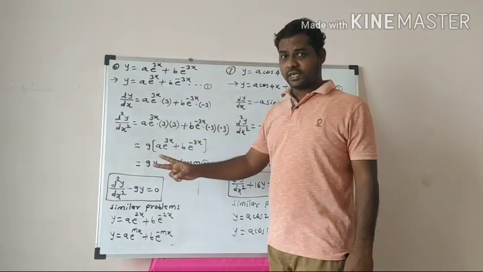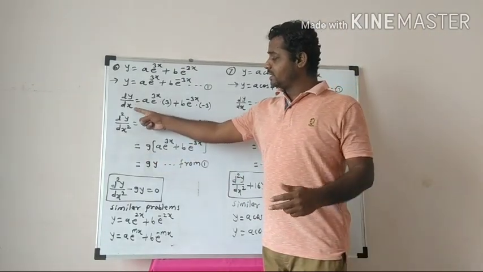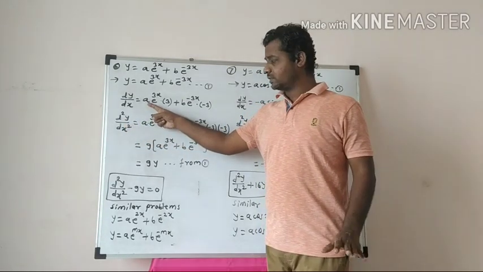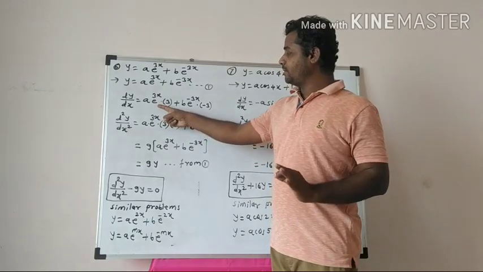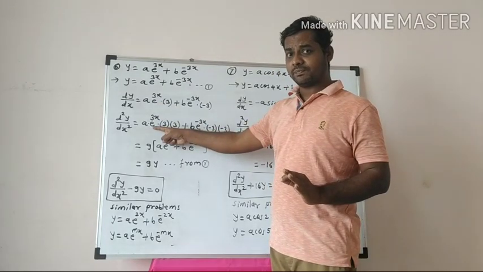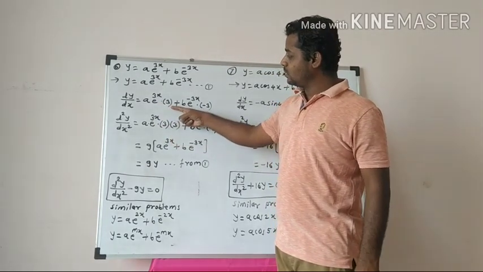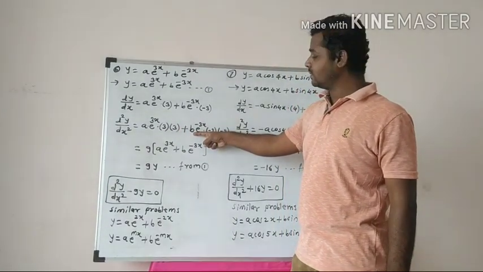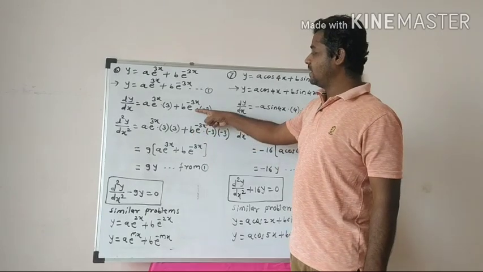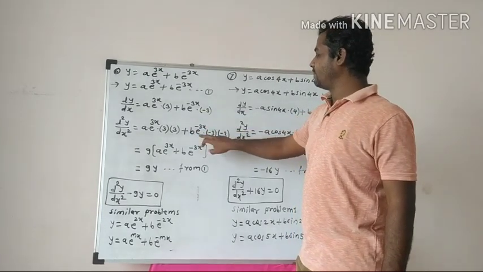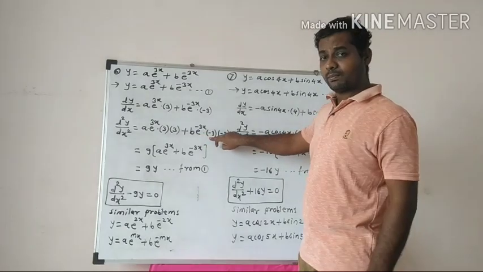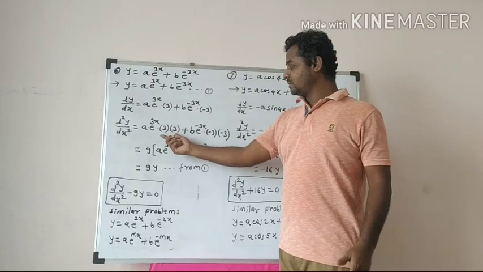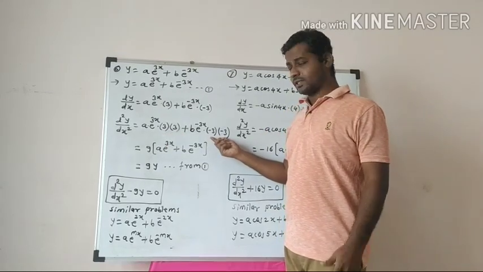Now, second derivative, dy by dx one more time derivative is d2y by dx square is equal to a, once again constant, keep it as it is. Derivative of e raised to 3x is e raised to 3x into 3. This old 3, keep it as it is, plus b, once again constant multiplier, keep it as it is. Derivative of e raised to minus 3x is e raised to minus 3x into minus 3. This old minus 3, keep it as it is. Now 3 into 3 becomes 9. Minus 3 into minus 3, once again it is 9.